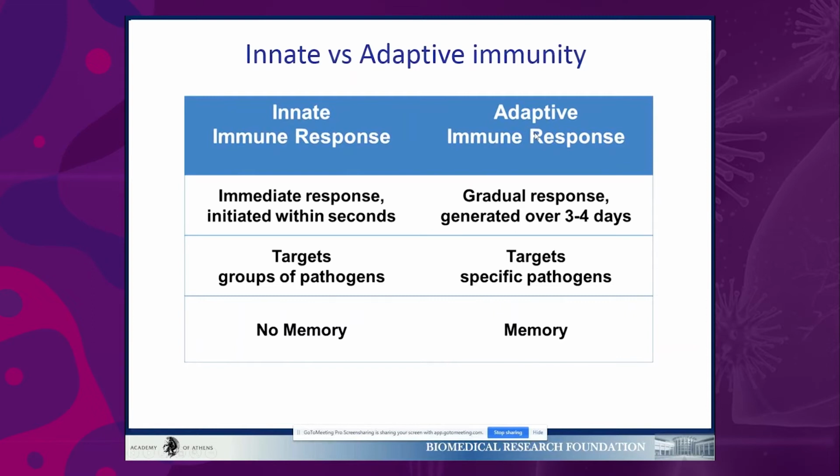Then there are adaptive immune responses, and these are a gradual response generated over days, over 3-4 days, I would say, for T-cell activation. It is specific for specific pathogens, so it develops for specific pathogens, and it also has a memory, so it remembers. So if we have a re-exposure to a pathogen, then our immune system responds faster and better.